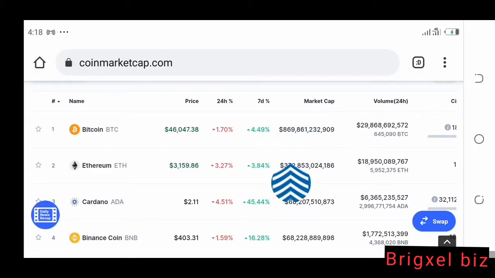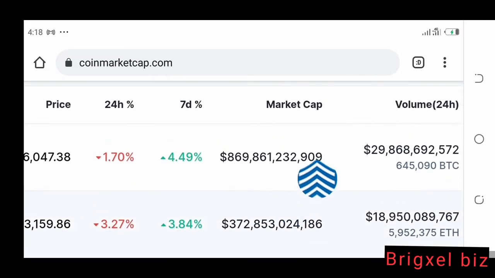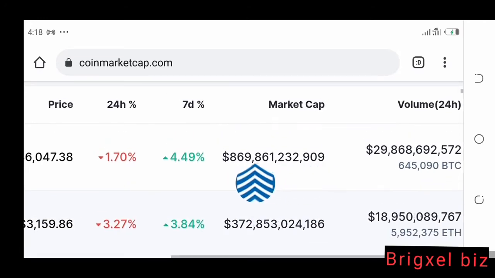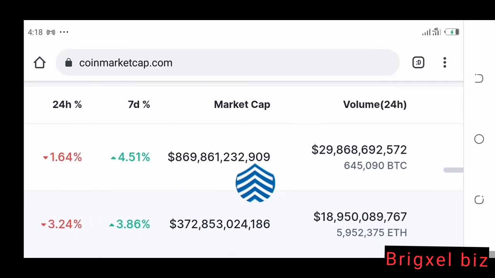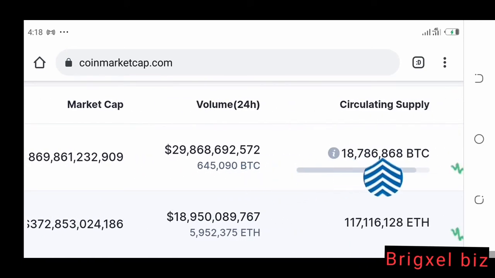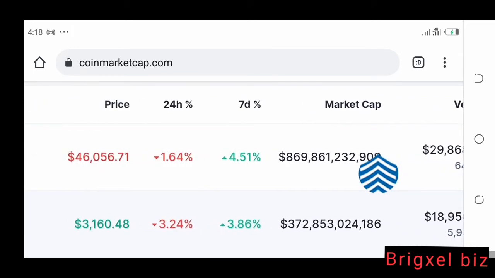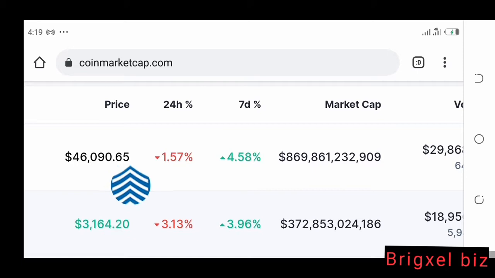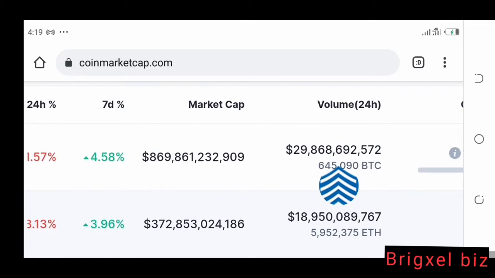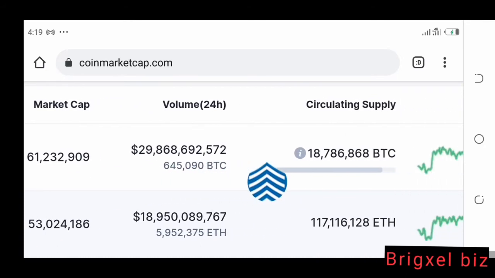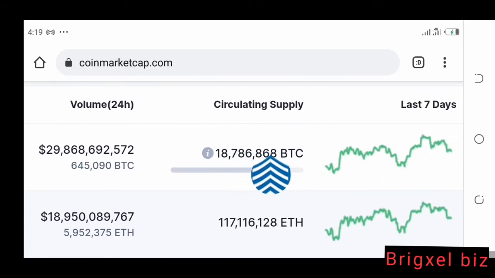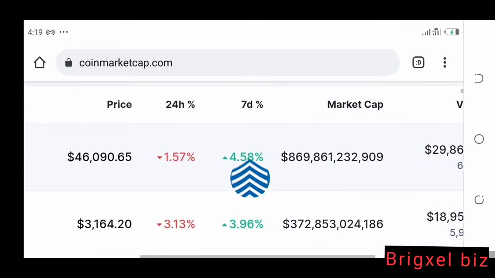Here is the market cap of Bitcoin. If we zoom that in, this is the market cap of Bitcoin. If we take the market cap of Bitcoin and divide it by the circulating supply of Bitcoin, this number, we are going to get the price of Bitcoin, which is right now at $46,000. Okay, so that's the first calculation. So if you want to know why Bitcoin is at $46,000, just take the market cap and divide it by the circulating supply. Same is true for any other crypto.